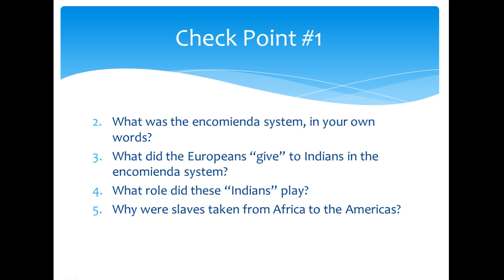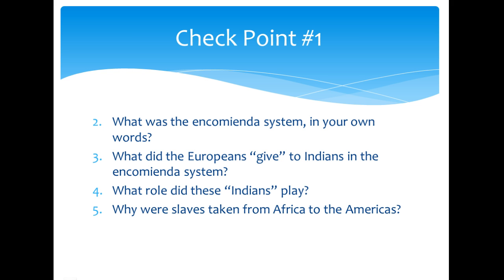So our first checkpoint, and these checkpoints are the questions that you don't need to write down the question, but you do need to write down your answers, and you need to answer all of them. So number 2, what was the Encomienda system in your own words? What did the Europeans give to the Indians in the Encomienda system? So what did the Indians get from the Europeans?